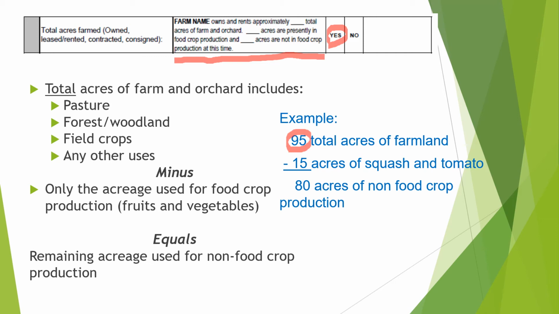Once you establish the total number of acreage that you are working, you are then going to subtract the total number of acreage that is in food crop production. Therefore, your next sentence would read, 15 acres are presently in food crop production. You take your total acres of farmland and you subtract the number of acres in food crop production, and your last sentence would read, 80 acres are not in food crop production at this time.